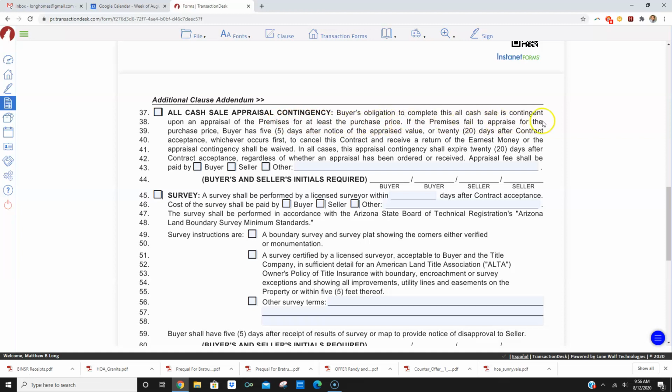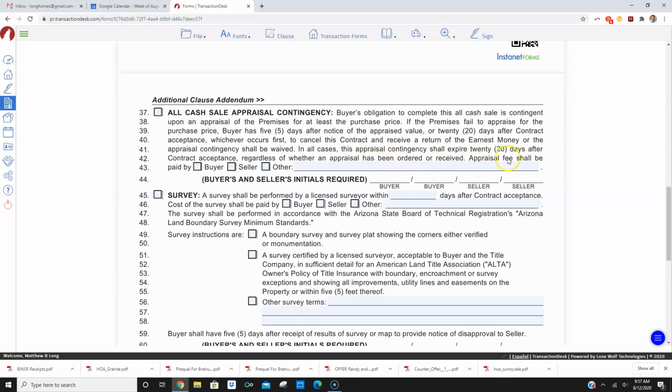If the premises fail to appraise for the purchase price, buyer has 5 days after notice of the appraised value, or 20 days after contract acceptance, whichever occurs first, to cancel this contract and receive a return of the earnest money, or the appraisal contingency shall be waived. In all cases, this appraisal contingency shall expire 20 days after contract acceptance, regardless of whether an appraisal has been ordered or received.